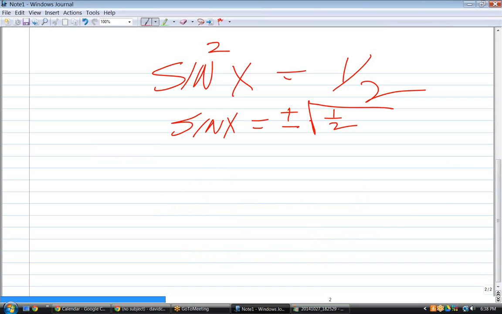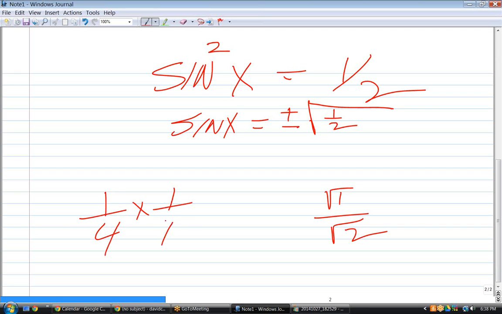Now, what is the square root of 1/2? Isn't it one? Is it 1/4? Well, it's the square root of 1 over the square root of 2. It's not 1/4 because 1/4 times 1/4 is 1/16. Okay, so it's got to be a fraction smaller than 1/2, but not 1/4.